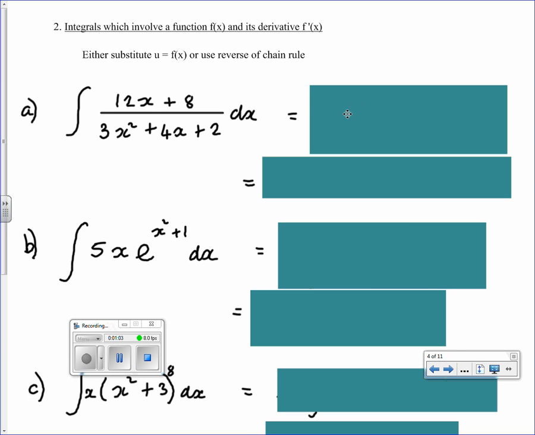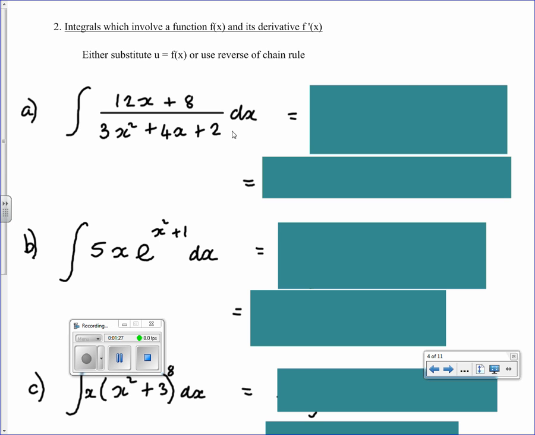The next type is where you can spot that you have some function, f of x, and the derivative of that function. You can always use substitution for these. Let u be the function. But sometimes you can use the reverse chain rule without having to actually write in the substitution.